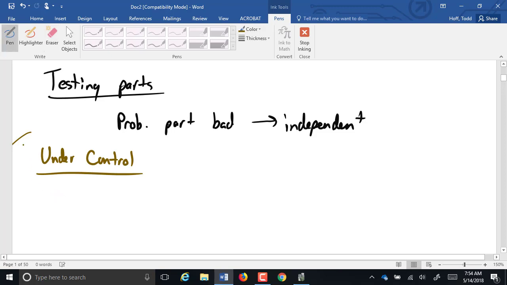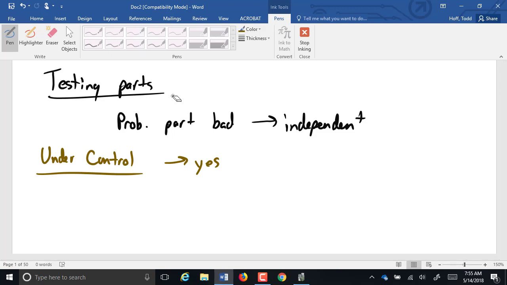That means we have controlled every variable that we possibly can. That does not mean there's no variation. There's still random variation, but all the causation that we can control. So there's assignable cause variation, and there's common cause variation. Assignable cause is stuff that we can find its cause and we can eliminate it. Common cause is just variation that's always there. If it's under control, yes, the probability of one part being bad is independent of the other one. If one part is bad, the next part could be good or bad, depending on random variation.